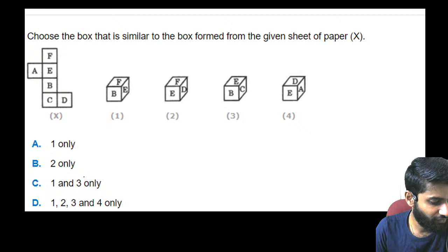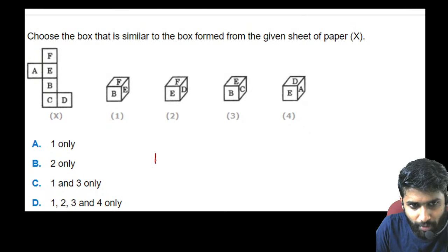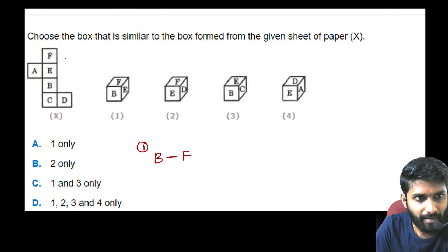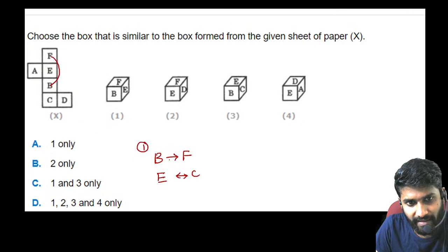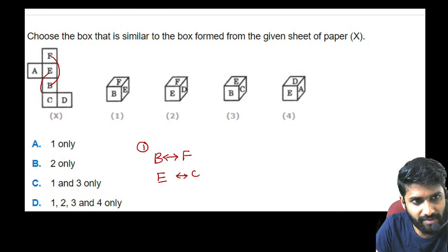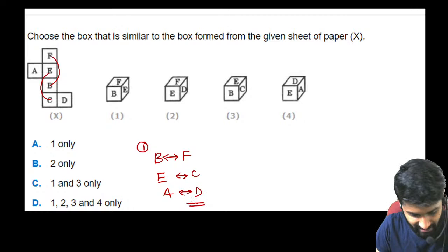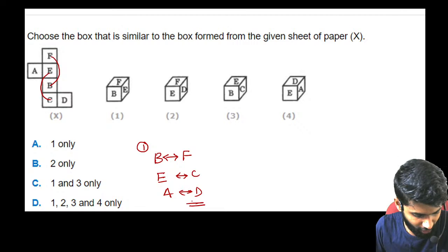First, see this. You can understand better. First, you decide the opposite pair. What is the opposite pair? B and F is the perfect opposite pair. E and C is the perfect opposite pair. Then the remaining A and D is the perfect opposite pair. So this is the information, and according to that.